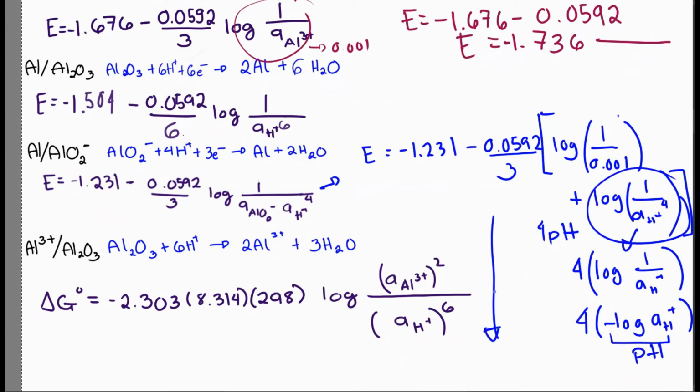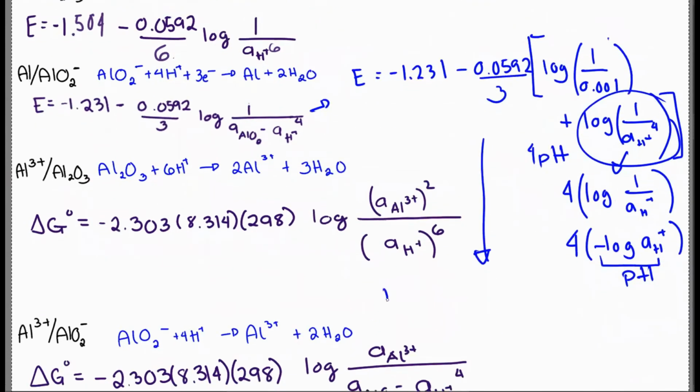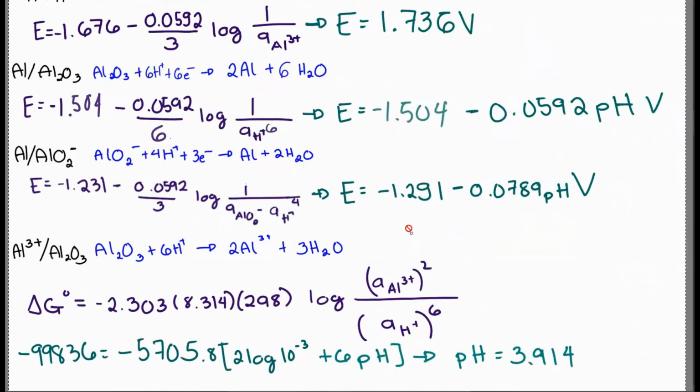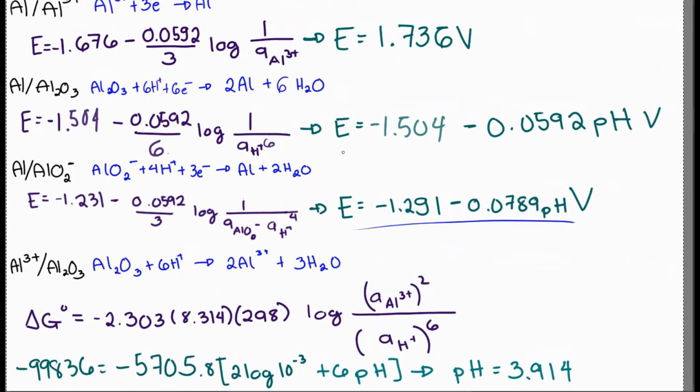So then, yung expression natin for that one, E will then be equal to negative 1.231 minus 0.0592 over 3 times 3 plus 4 pH. Simplifying this one, we would get E is equal to negative 1.291 minus 0.0789 pH. So we can do that again to the other Al2O3. We have E is equal to negative 1.504 minus 0.0592 pH.